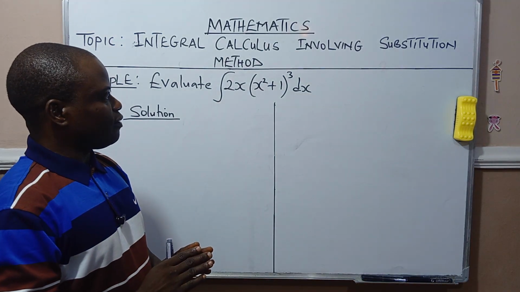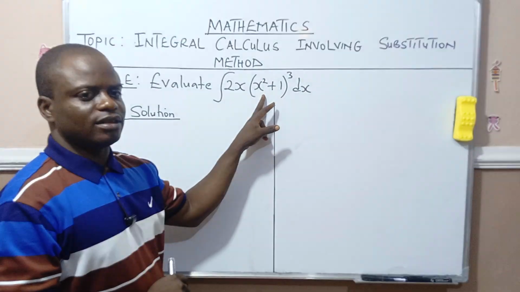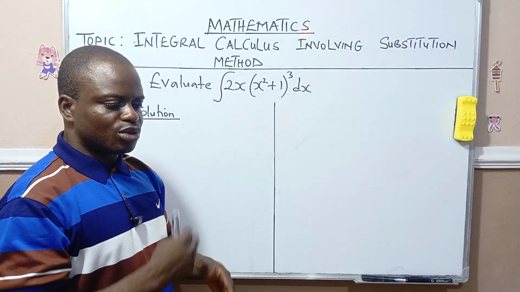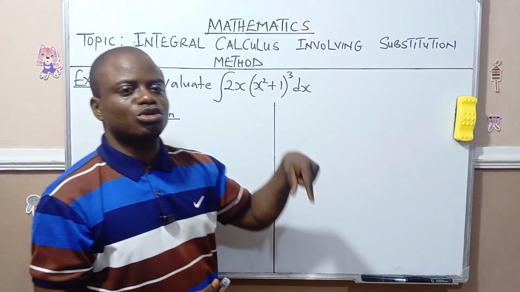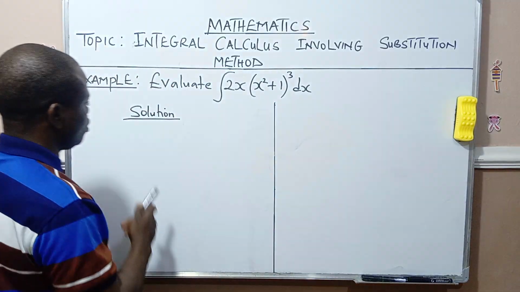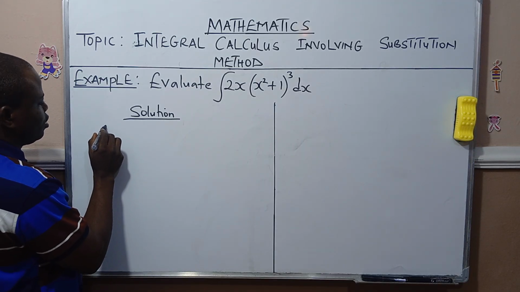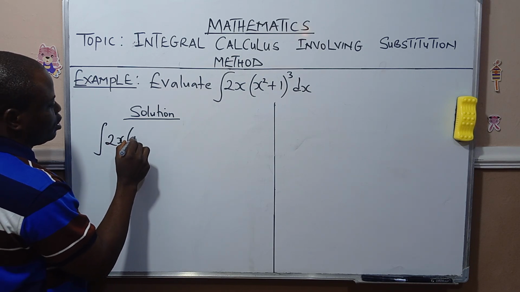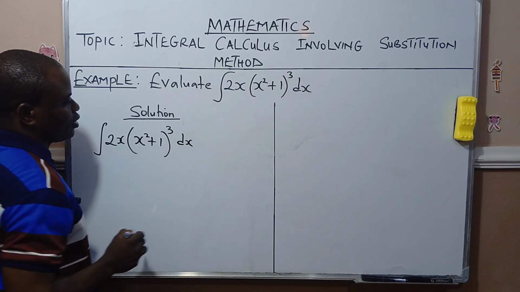You are going to say, let a particular letter represent what is in the bracket. That's what I mean by using the substitution method. You have to carry out an assumption, but you have to go back and replace your assumption at the latter end of the question. Now let's write the question first: the integral of 2x open bracket x squared plus 1 close the bracket raised to power 3 dx.